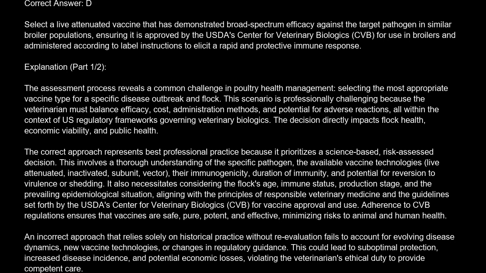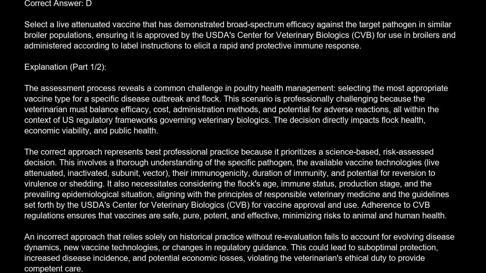The correct answer is D. Select a live attenuated vaccine that has demonstrated broad-spectrum efficacy against the target pathogen in similar broiler populations, ensuring it is approved by the USDA Center for Veterinary Biologics, CVB, for use in broilers, and administered according to label instructions to elicit a rapid and protective immune response.